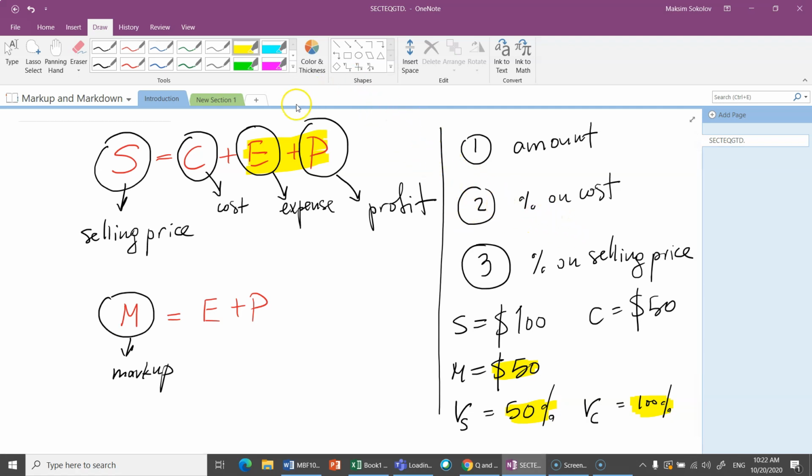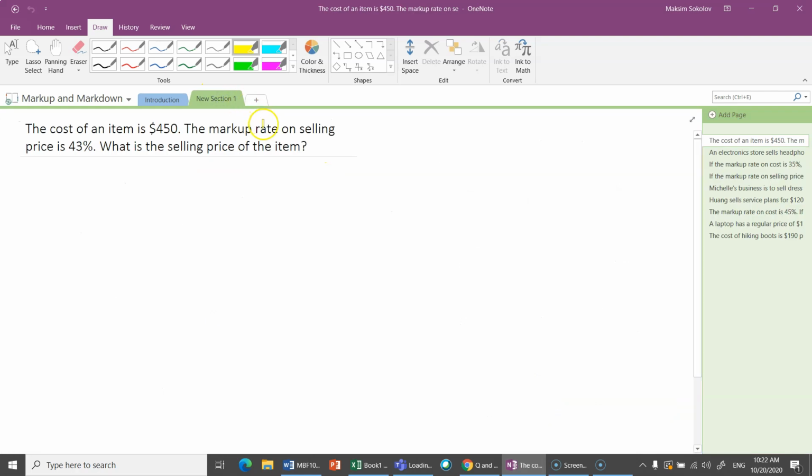Let's proceed now to several problems where we'll learn how to use these definitions and this major formula here. Our first problem is this. The cost of an item is $450. The markup rate on selling price is 43%. What is the selling price of the item?